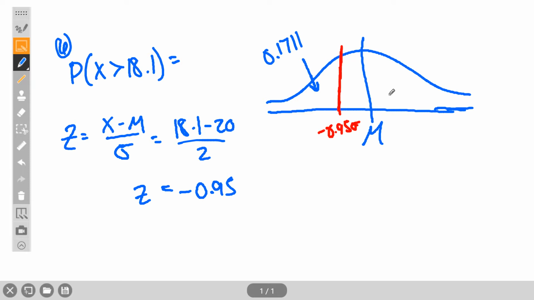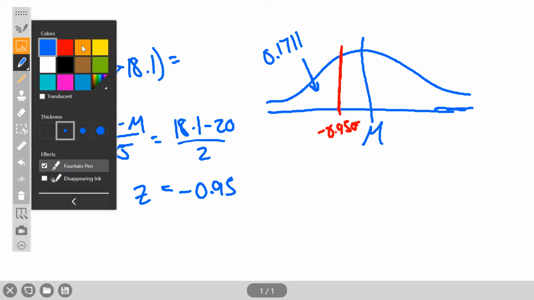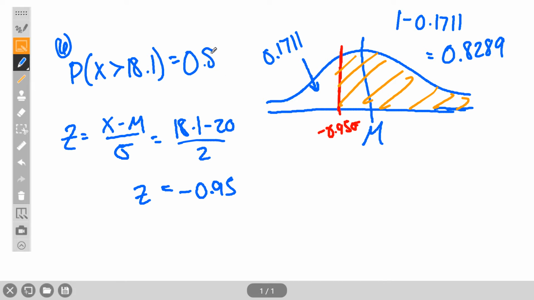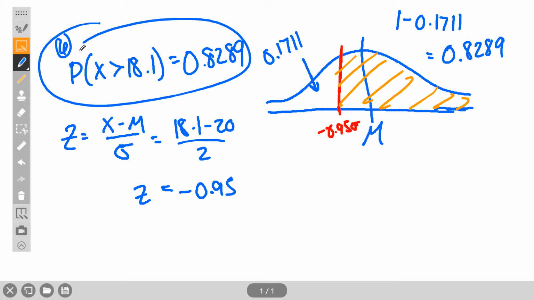Okay, but remember, what I actually want is this stuff over here, okay, greater than 18.1. Okay, so I'm going to have to subtract that from 1 to get that. So 1 minus 0.1711. Okay, so I got 0.8289. Great. So the probability of being greater than 18.1 is 0.8289.